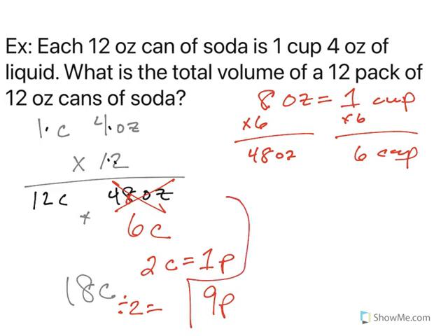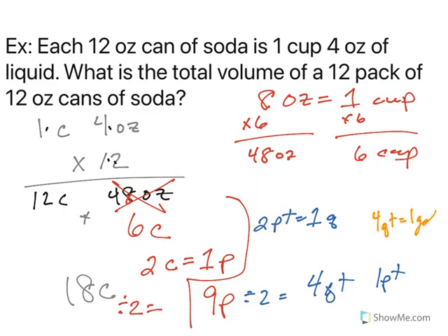Great. Well, I know that there are 2 pints in 1 quart. So I divide this by 2, and I get 4 quarts, 1 pint. And hopefully you know that 4 quarts equals 1 gallon. So 4 quarts is really 1 gallon, and then we have 1 pint left over. So 1 gallon, 1 pint.